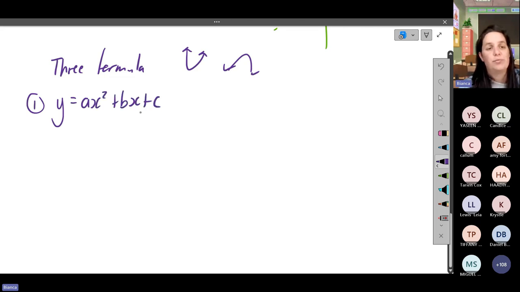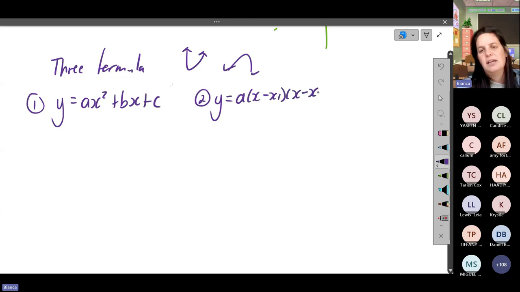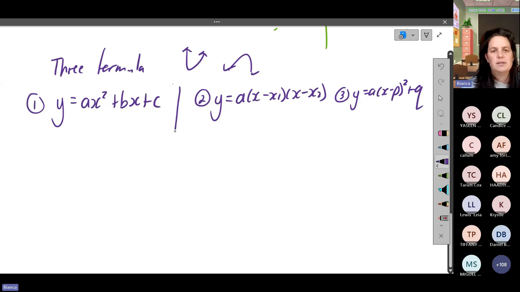And we expect you to know all three of these. Your next one is y equals a(x minus x1)(x minus x2). And your third one is y equals a(x minus p) squared plus q. Okay, just see if I can divide this up a little bit.